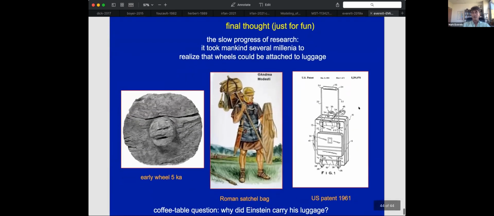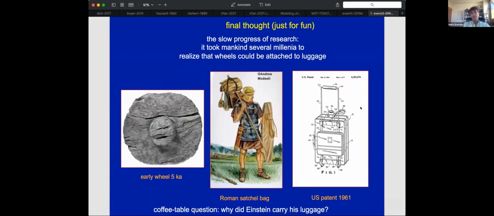Okay, it's my final thought. This is just for fun. What I want to end with is to maybe tell people what I'm thinking: that research can go extremely slowly. For example, here's just one example just for fun. It took mankind several millennia to fully realize and properly appreciate that wheels could be attached to luggage to make life simpler.